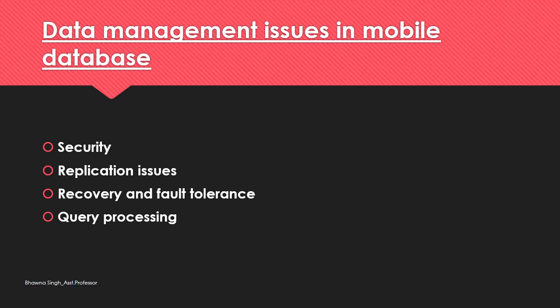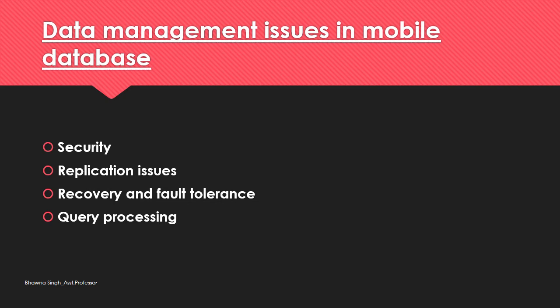Now there might be some database management issues in mobile database. The first one is the issue of security. Security means that data that is stored at one place is more secure as compared to mobile data, so the mobile data is less secure, because data are becoming more and more volatile, and it is used by more and more users, and so some techniques must be there so that we'll be able to compensate in case of a data loss.